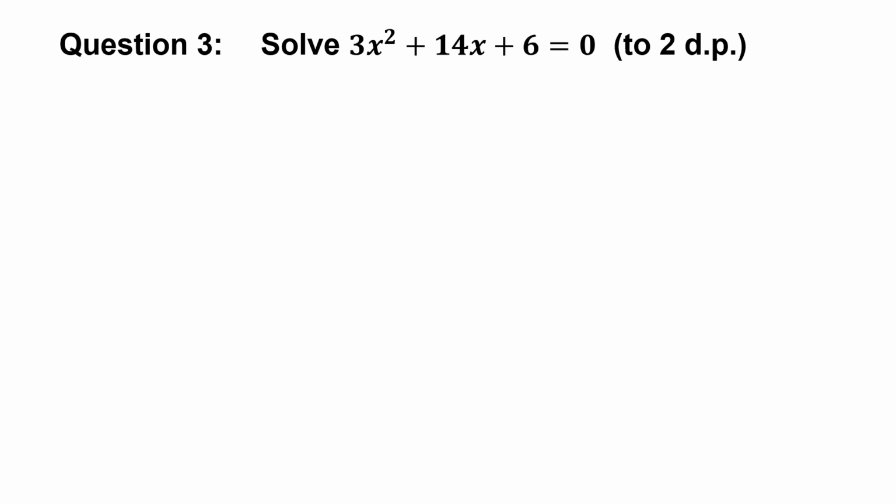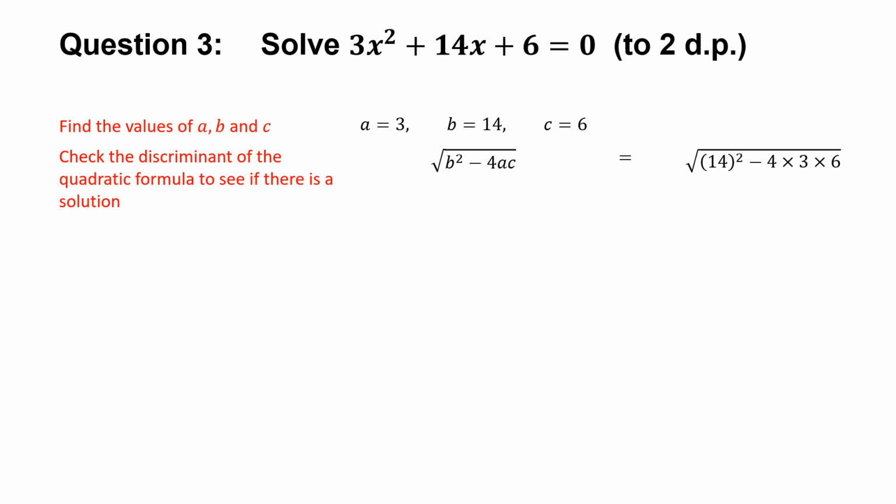And let's give our answers to two decimal places. So pause the video and unpause the video when you're ready. Cool, hopefully you found that okay. So our a term here is 3, our b term is 14, and our c term is 6. For the discriminant, we have 14 squared minus 4 times 3 times 6, which should give the square root of 124. This is obviously positive, so we're going to get two solutions here.